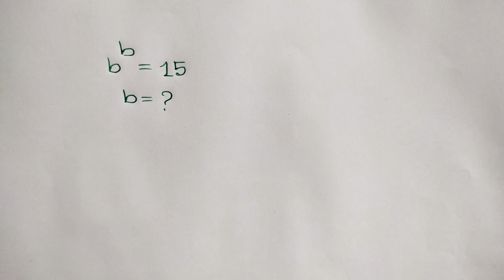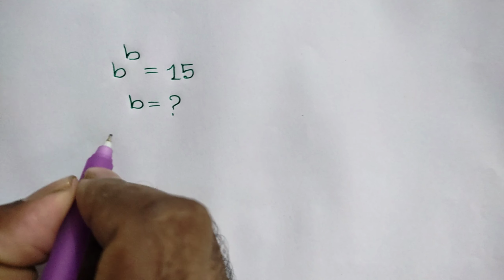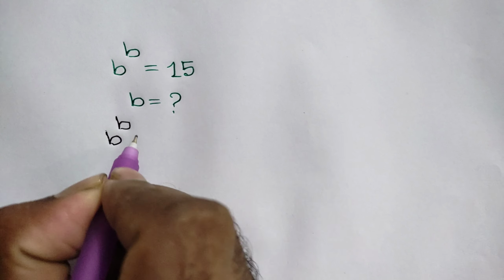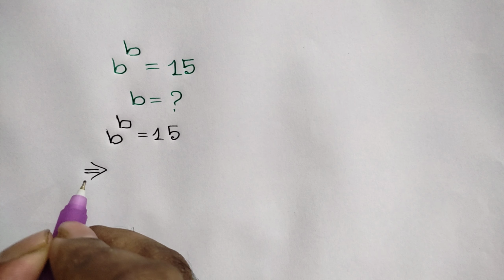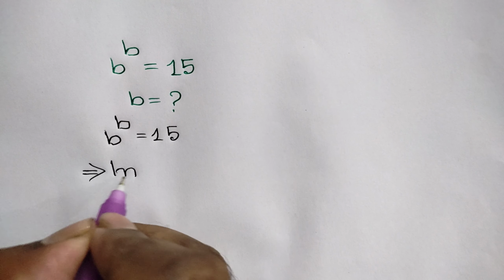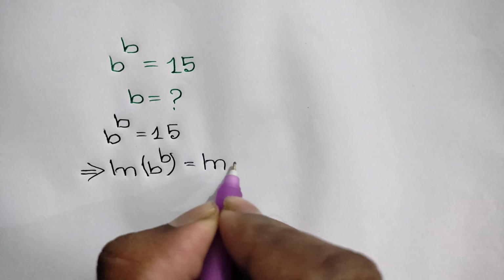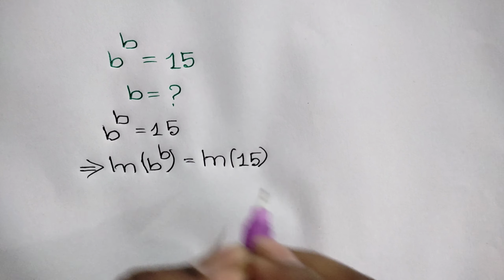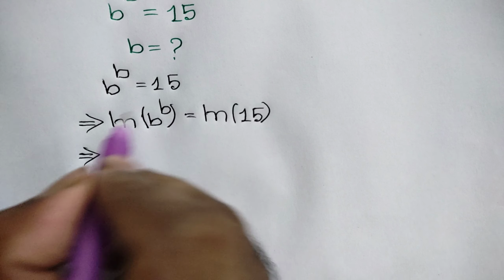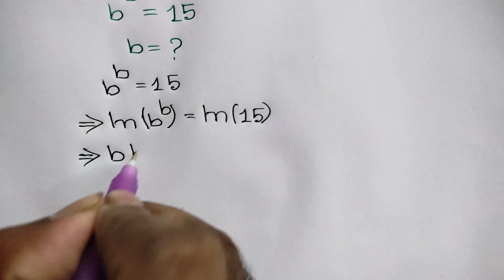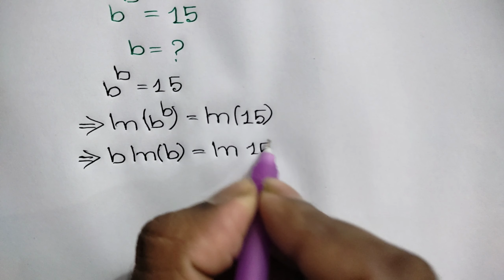Hi everyone, in this video I am going to show how to find the value of b where b to the power b is equal to 15. The question has given b to the power b is equal to 15. Taking ln on both sides, we can write ln of b to the power b is equal to ln of 15. Now this b moves here, so we can write b times ln of b is equal to ln of 15.